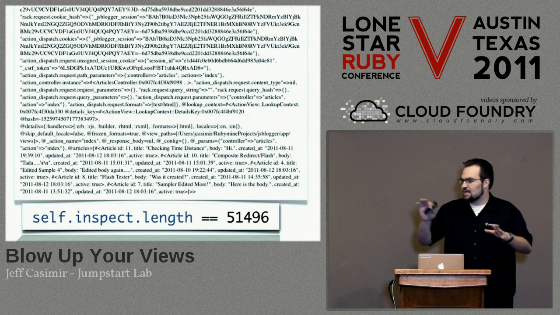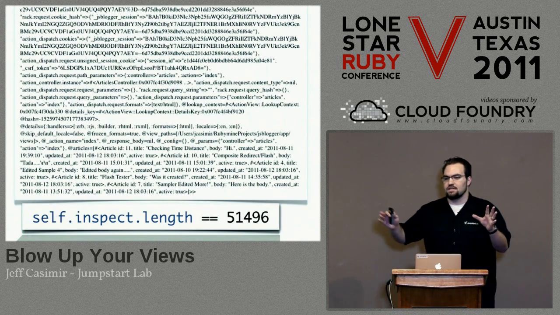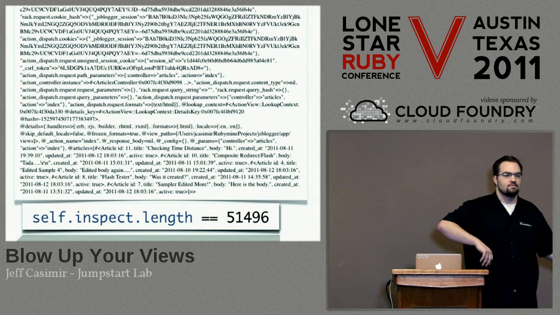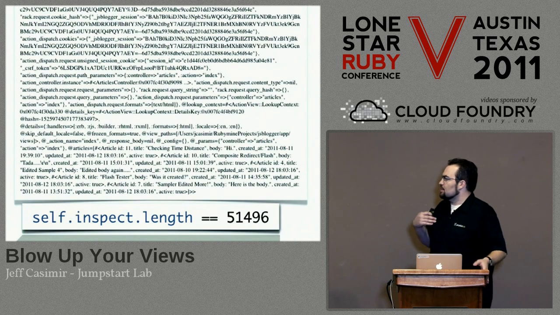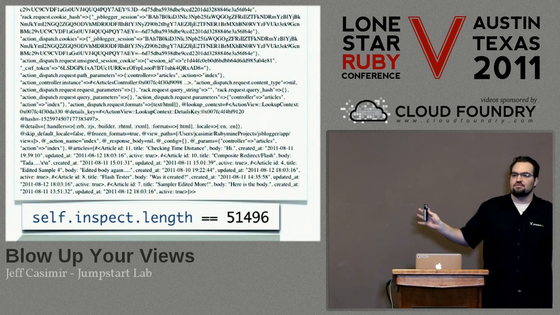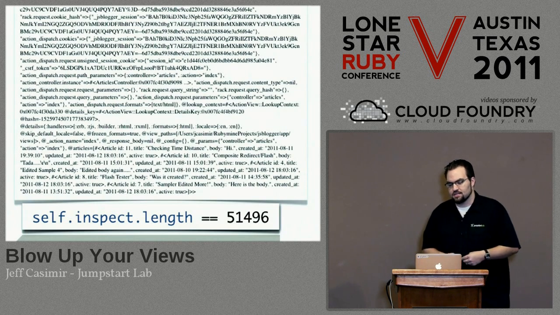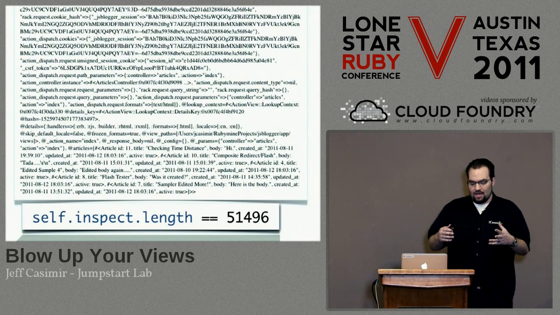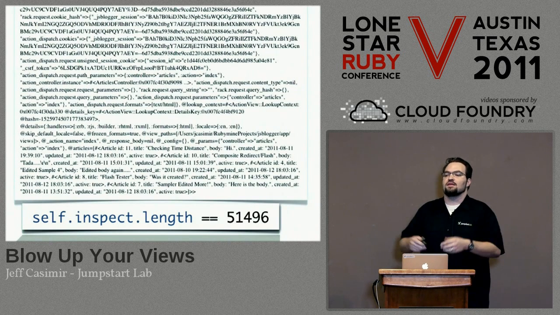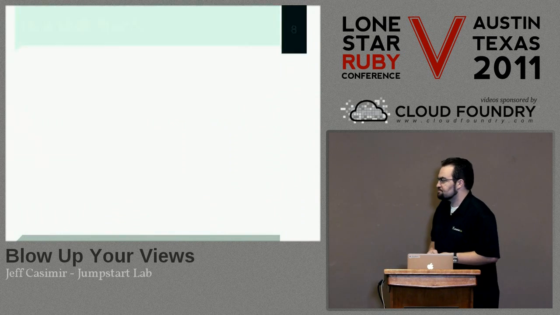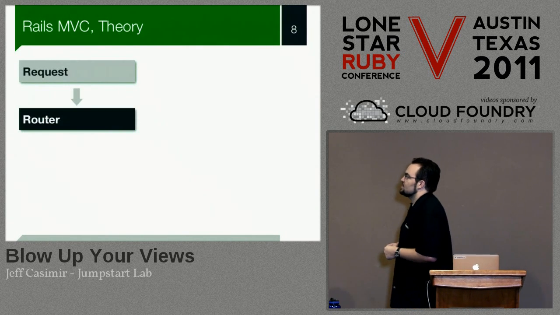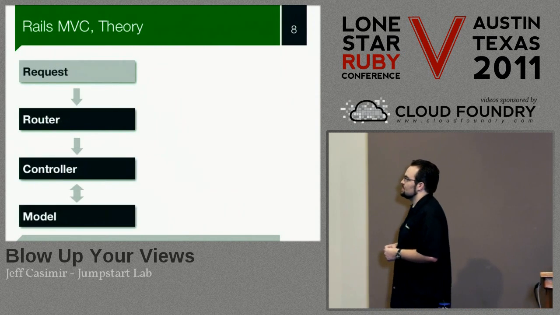It's this kind of anonymous class instance where the instance variables have been copied over from the controller. I'm not trying to point fingers at the implementation of Rails. I love Rails. But I'm just saying that we could do more thinking here. There's room for growth. In theory, we talk about the Rails MVC model like this.